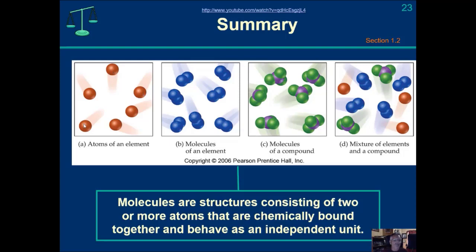And if all the spheres have the same color, we know that these are atoms of a single element. That's our representation, and so we simply call these atoms of an element. When we have more than one atom that are chemically bound to each other, as indicated in this fashion, where the 2 blue spheres are connected to each other, that's a molecule. Now, a molecule is a structure that consists of more than one atom.